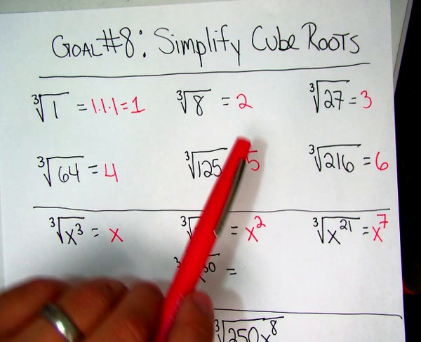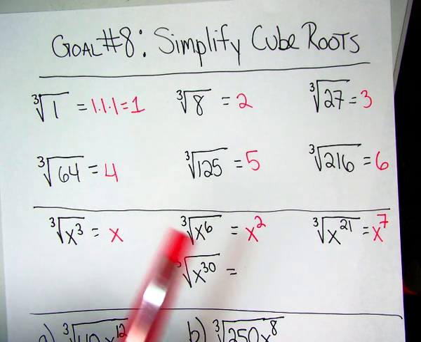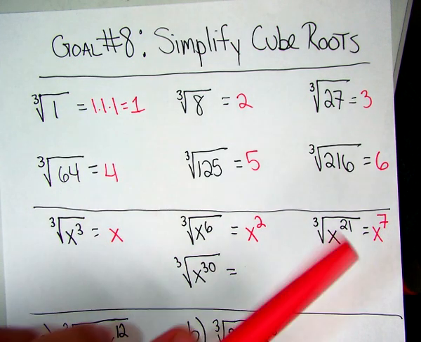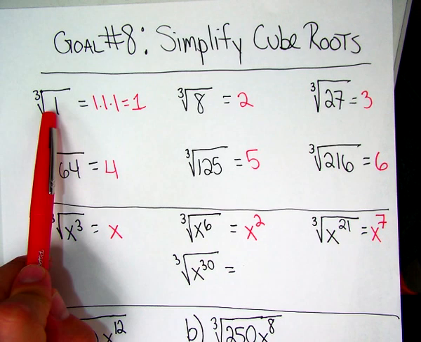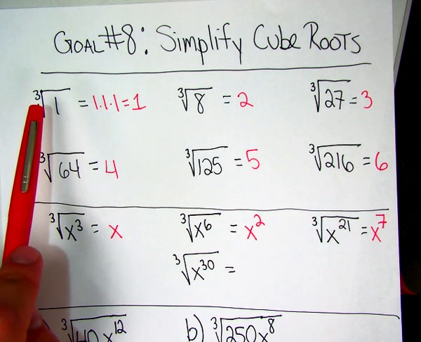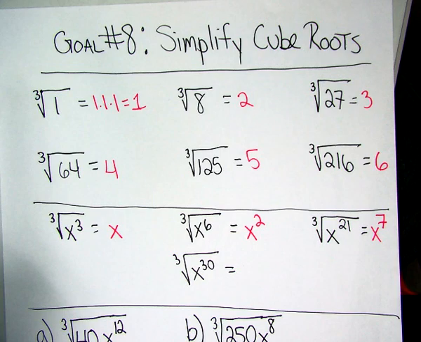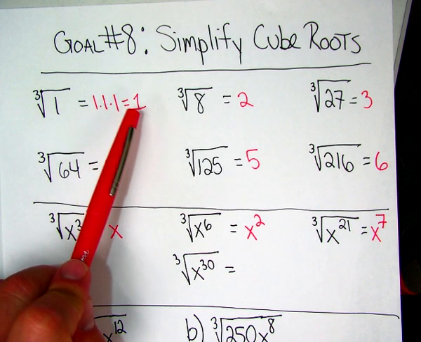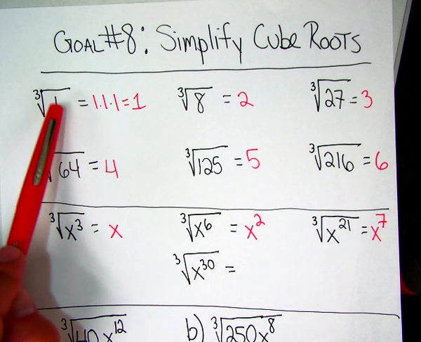The main 6 perfect roots that you need to know when it comes to perfect cube roots is, if I had the cube root of 1, this is like saying, what number did I multiply by itself 3 separate times to give me this value? Well, 1 times 1 times 1 equals 1. So the answer for the cube root of 1 is just 1.